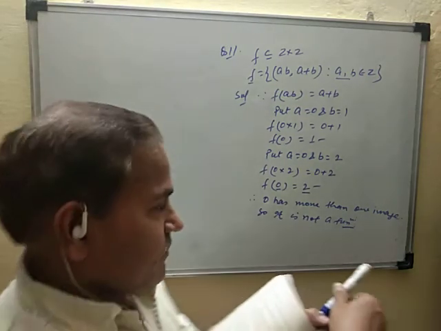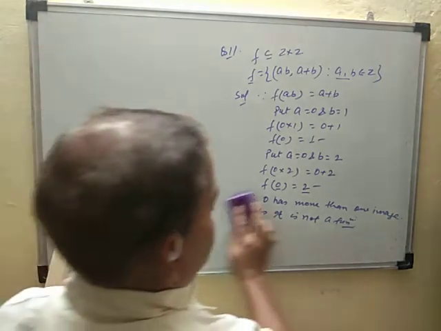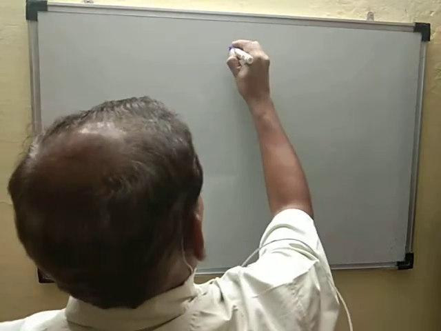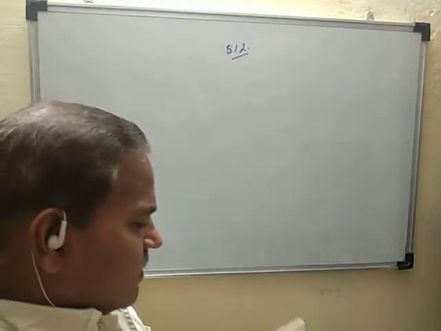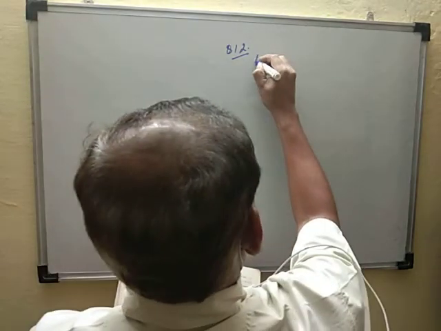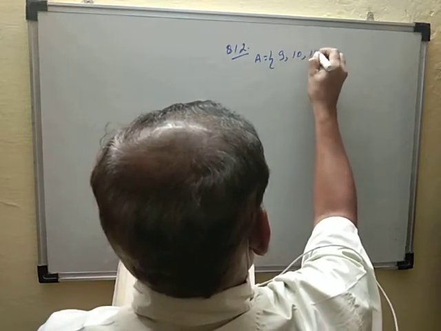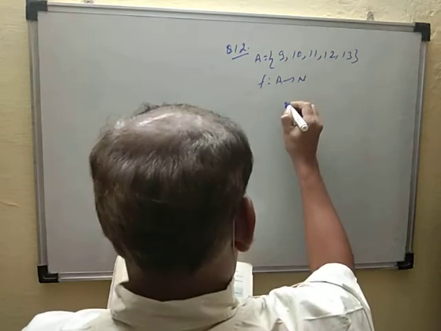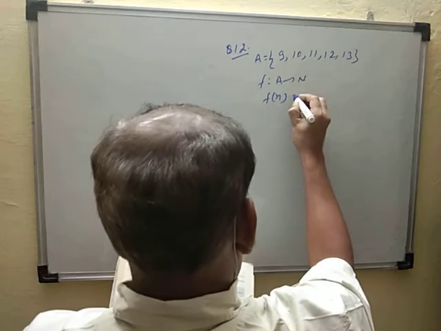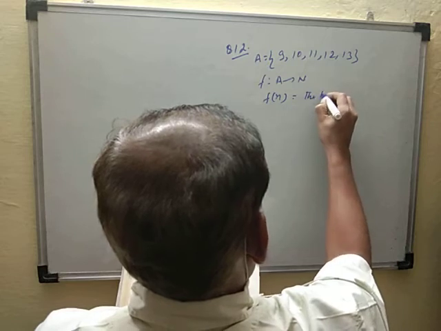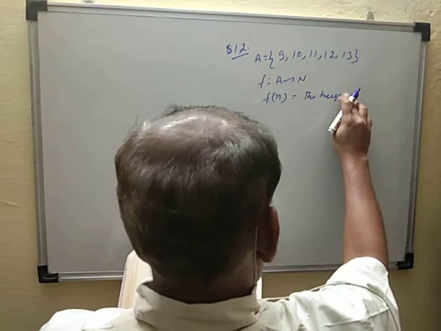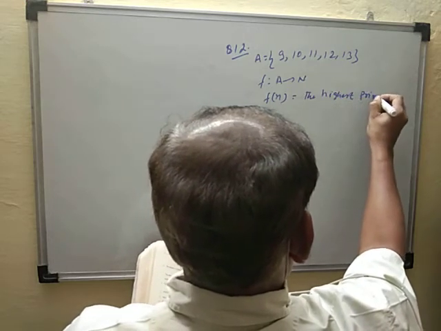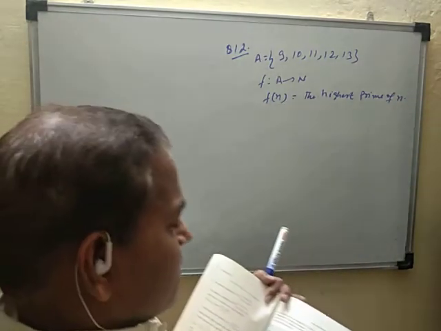Last question, question number 12. A is given: A is 9, 10, 11, 12, 13, and f is a function from A to N defined by f of n is equal to the highest prime factor of n. Highest prime factor of n.